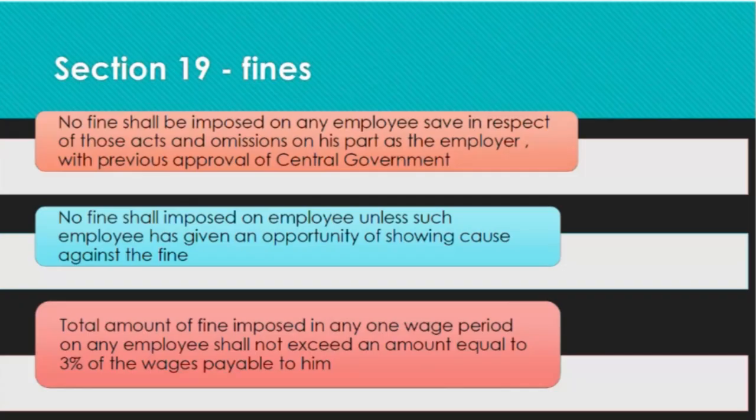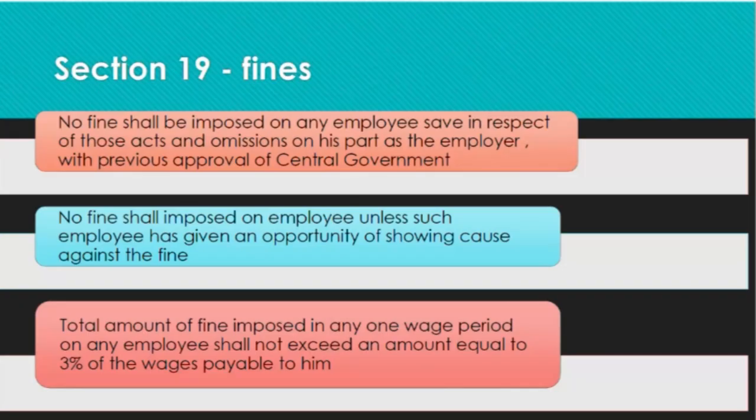So no fine can be imposed on an employee with respect to the omissions on the part of the employer. If the employer has made any omissions or any errors, then he cannot impose any fine on the employee unless with the previous approval of the central government that the employee was also involved in this particular act of omission. So where the employer is also responsible for any act or omission, he has to get the permission of central government to impose a fine on the employee.